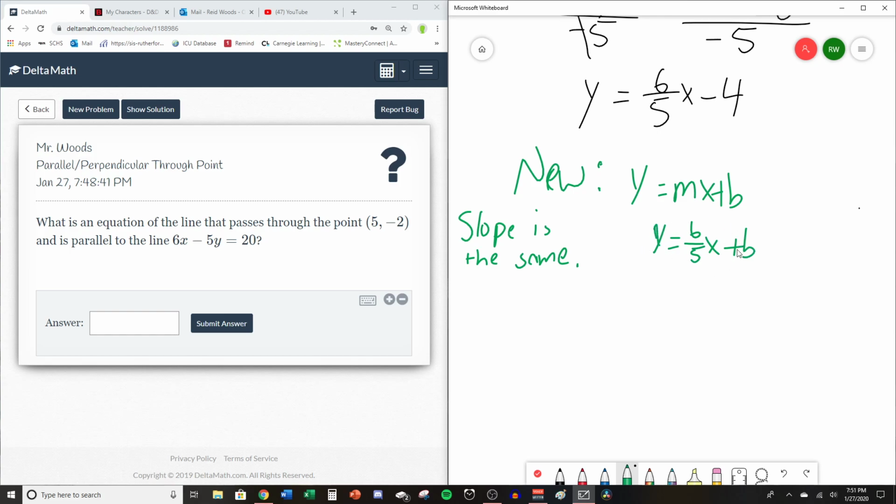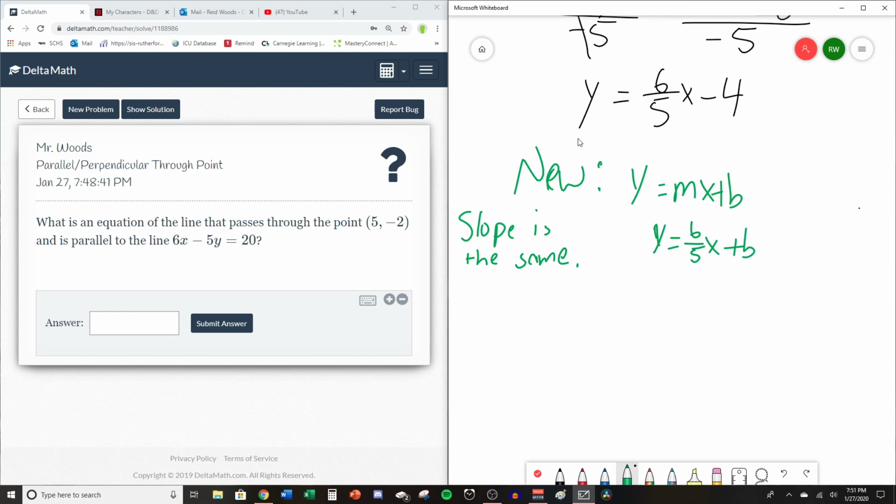Now the only thing missing from this is b. Now b is not equal to negative 4 like it was up here, because this is a different line. If I put negative 4, then I've just created the same line, and they wouldn't be parallel because they'd be constantly intersecting. So I need to solve for b. How do we do that?